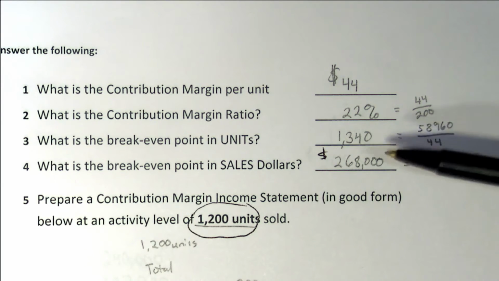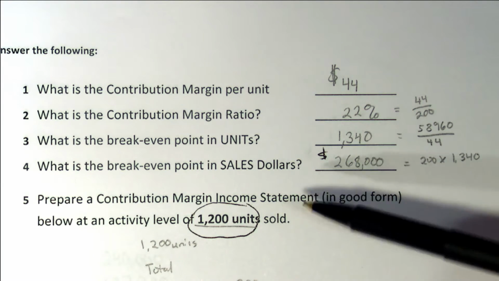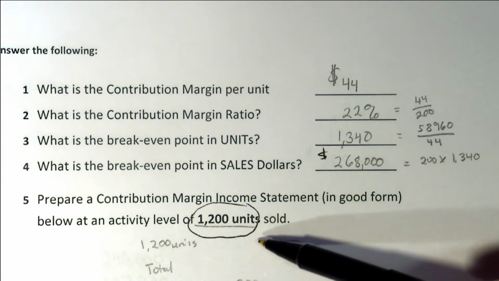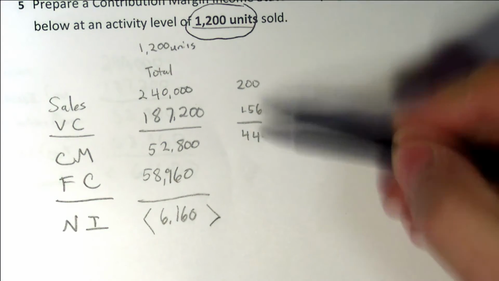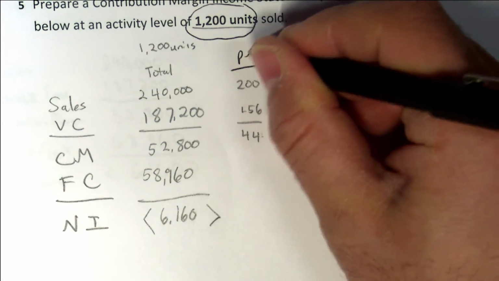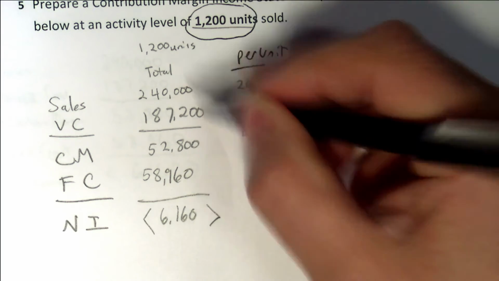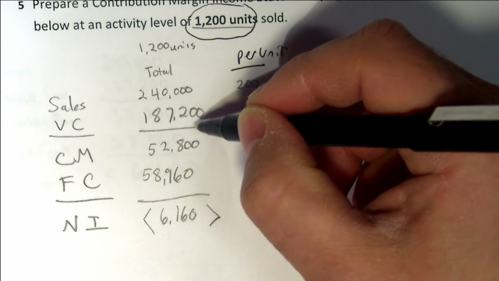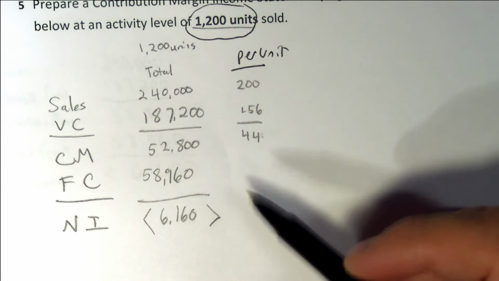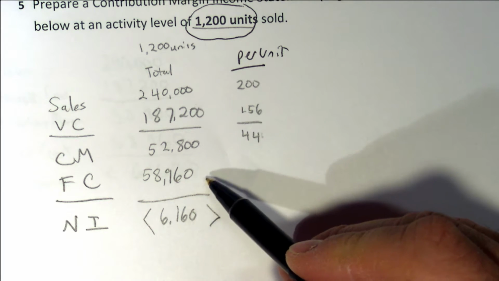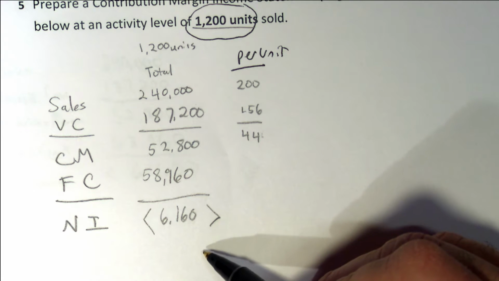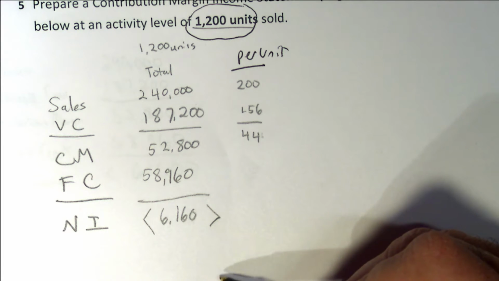Then I asked you to restate this at an activity level of 1,200 units. Well, we just figured our break even is 1,340, so if I'm asking you to do it at an activity level of 1,200, we know that we're going to have a negative bottom line, correct? Okay? So all you did was put your per units there again, multiply these three numbers by 1,200 to get those three numbers. And your fixed cost stays the same from above, and thus you have a bottom line that is negative 6,160.